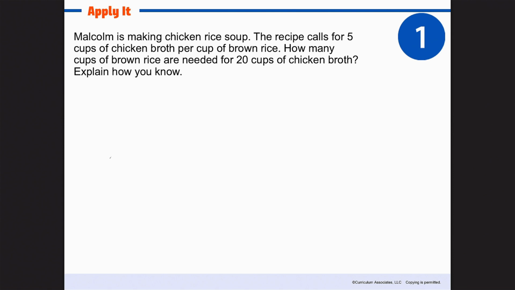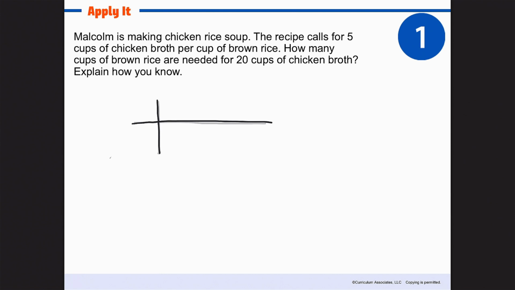Okay, let's go ahead and look at our first problem here. It says Malcolm is making chicken rice soup. The recipe calls for 5 cups of chicken broth per cup of brown rice. Okay, so I'm going to go ahead and, oops, I have the wrong marker on here. Per cup of brown rice. How many cups of brown rice are needed for 20 cups of chicken broth?